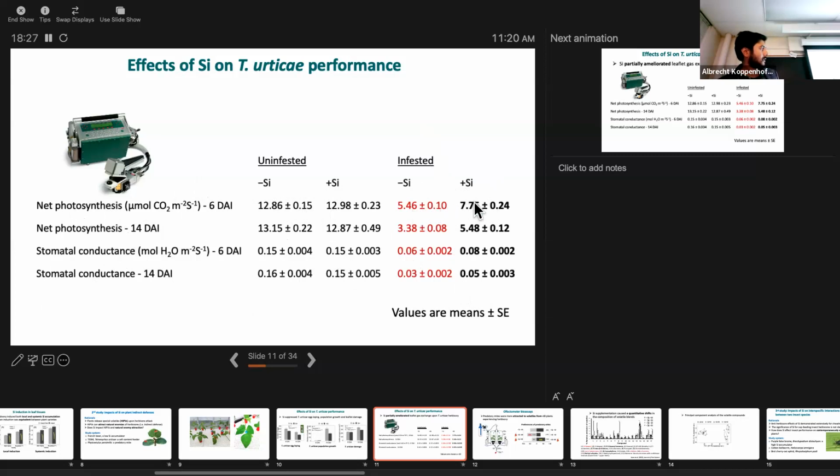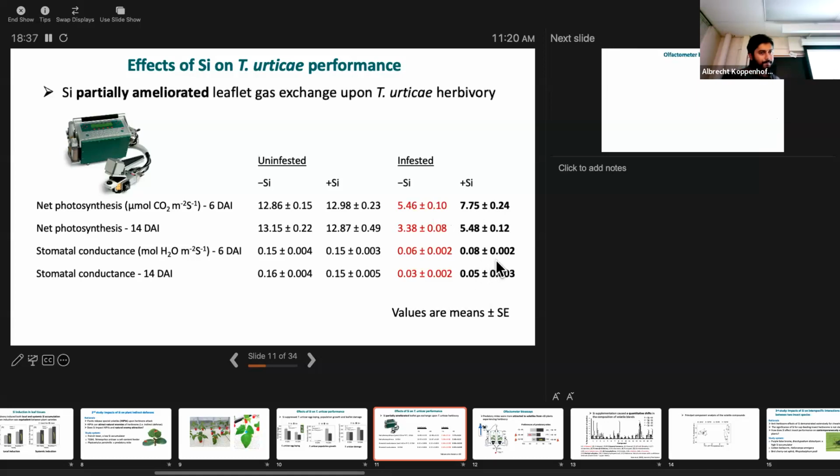So this is the photosynthetic rate on plus silicon leaflets. So you can see there was a partial amelioration when plants were supplied with silicon. So that's our finding, that silicon partially ameliorated leaflet gas exchange upon Tetranychus urticae herbivory.